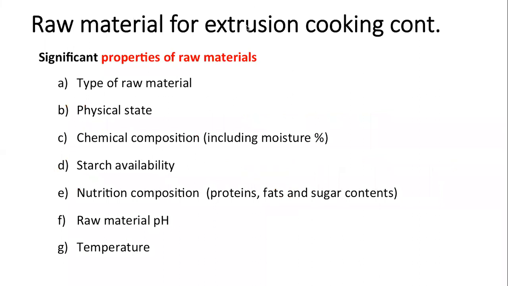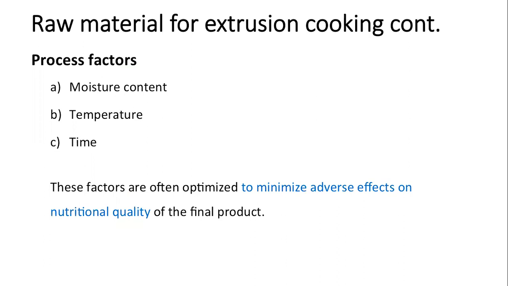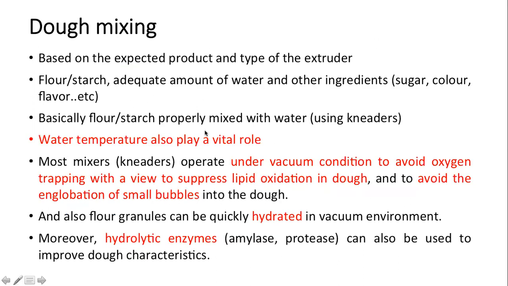Significant properties of the raw materials are also something we have discussed: type of the material, physical state, chemical composition, starch, which means amylose and amylopectin percentage, pH, water solubility, nutrition, temperature. All these factors should be covered, along with processing conditions: barrel temperature, pressure, rotational speed. These processing conditions and factors, time, temperature combination and moisture content, are very important. You can read and understand these. Now you know how to get raw materials and how to maintain the processing conditions.